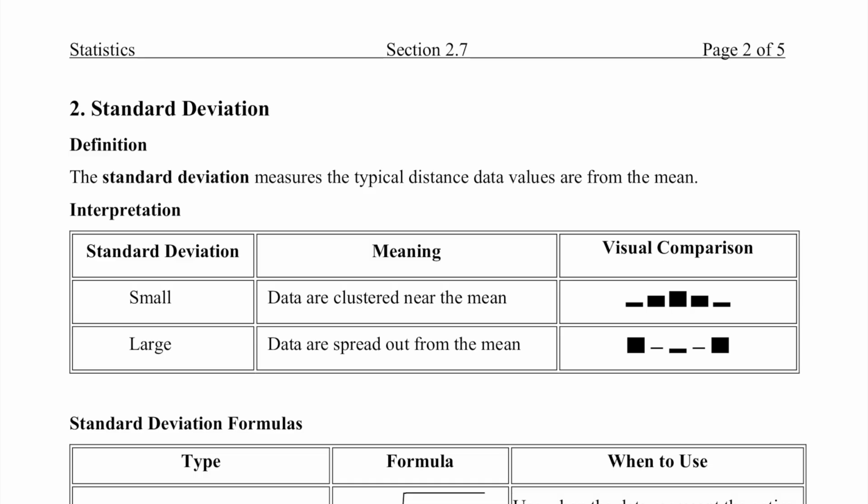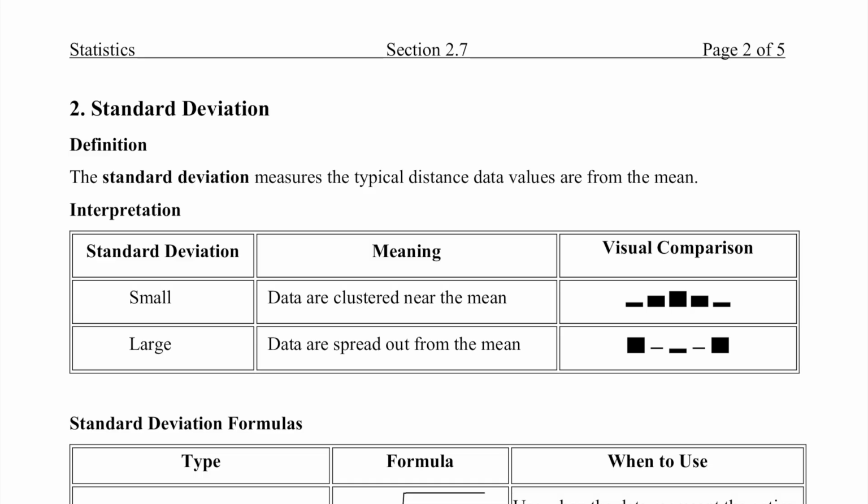For example, suppose two classes have the same average test score. In one class, most students score very close to the average. In the other class, some students score much higher than the average, and some scored much lower. Even though the averages are the same, the second class has more variation. That class would have a larger standard deviation.